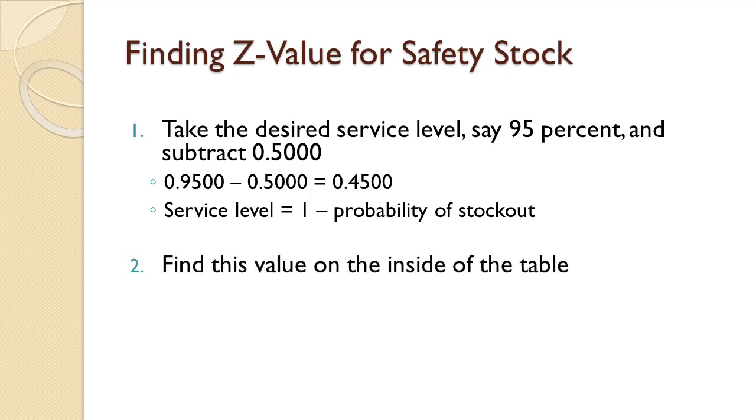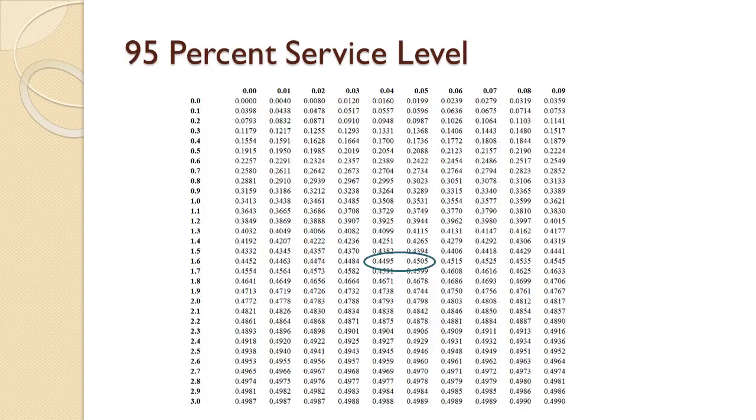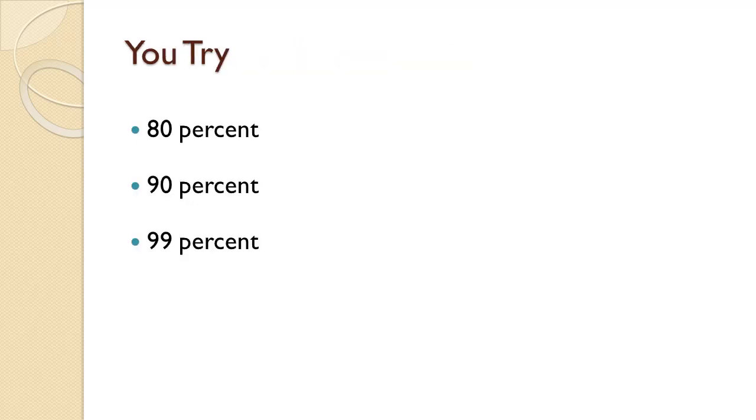2. Find this value inside the table exactly as before. And 3. Read the Z-score exactly as before. Looking up a value of 0.4500 for a 95% service level gives us a Z-score of either 1.64 or 1.65, depending on if we pick 0.4495 or 0.4505. Find the Z-scores to use with a service level of 80%, 90%, and 99%.